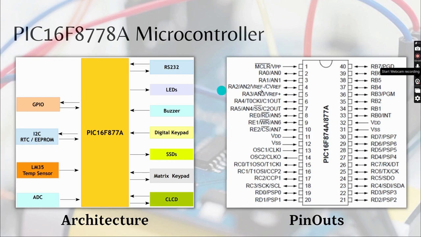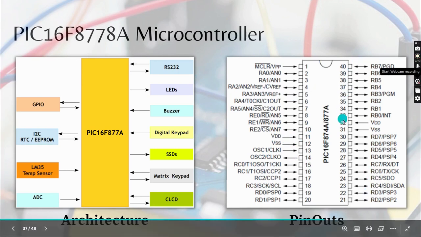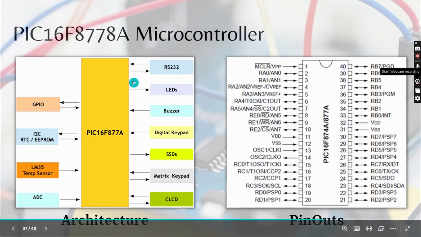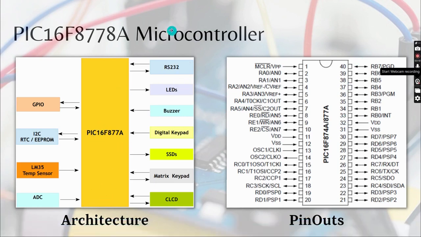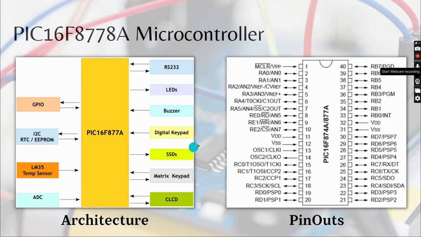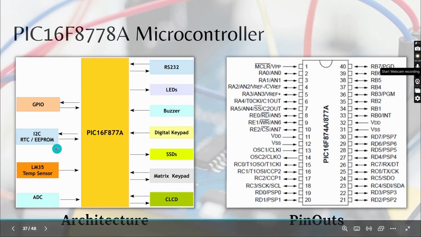Let's move to the pinouts of the PIC 16F877A, where you see pin number 11 as VDD, VSS. These are our GPIOs, and this is the architecture of our PIC SimLab. It shows how the external peripherals are connected to our PIC 16F877 microcontroller, like LEDs, buzzers, digital keypad, our matrix keypad, our display, our temperature sensor, our converters, as well as our GPIOs.